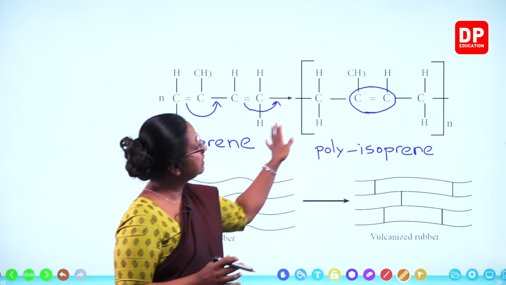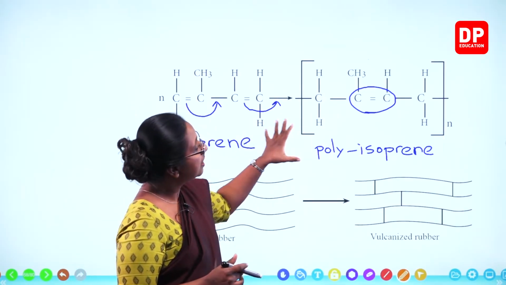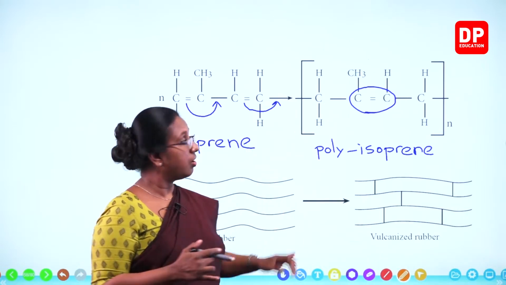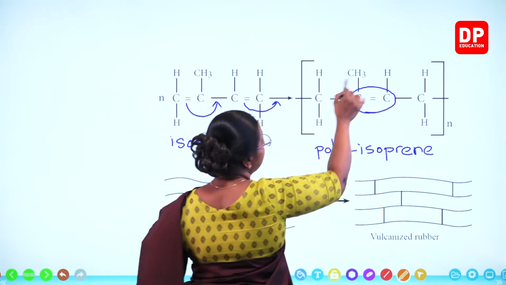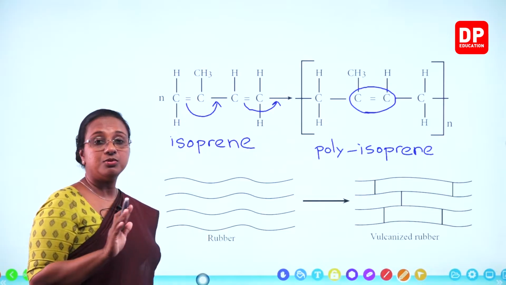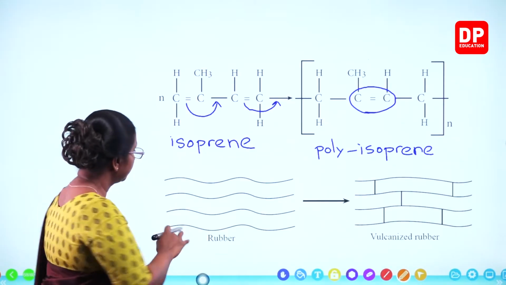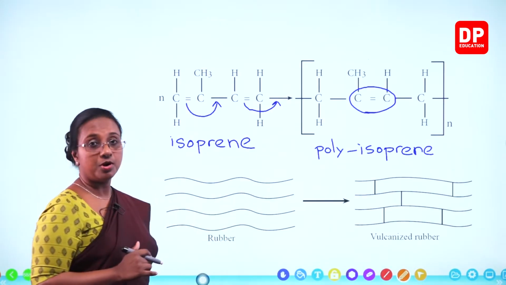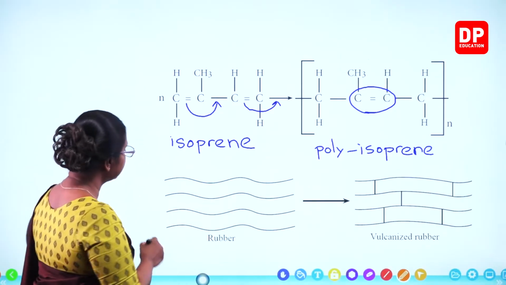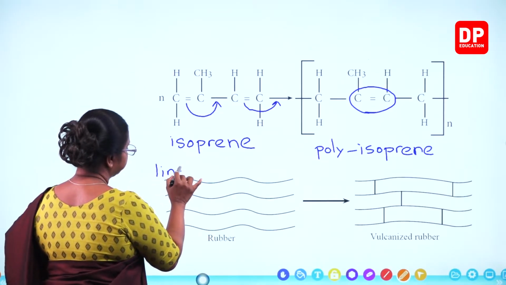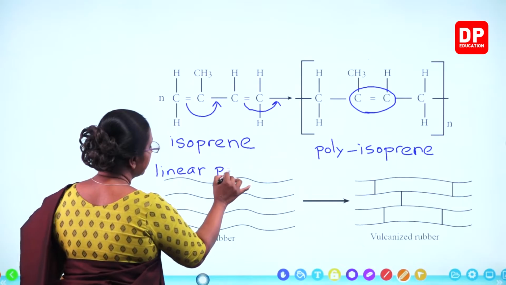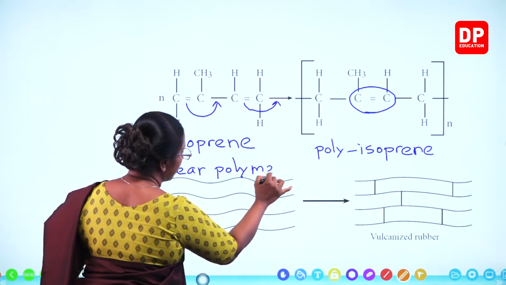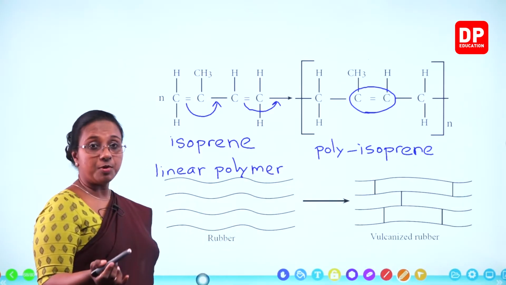Now, if you look at this chain, there are no cross links. Although there is a tiny branch like that, there are no cross links. So it is a linear polymer. Now this is the rubber, this is a linear polymer. You can remember this is based on the structure, linear polymer.